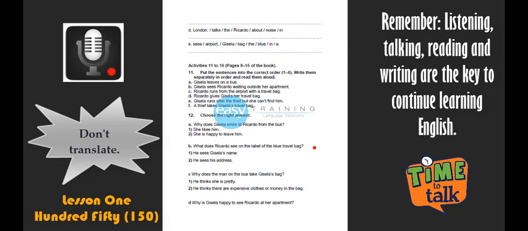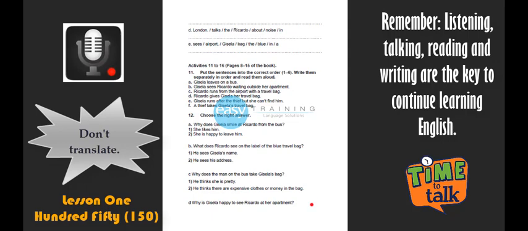Question B. What does Ricardo see on the label of the blue travel bag? Does he see Gisela's name or his address? Question C. Why does the man on the bus take Gisela's bag? Is it because he thinks Gisela is pretty or because he thinks there are expensive clothes or money in the bag.